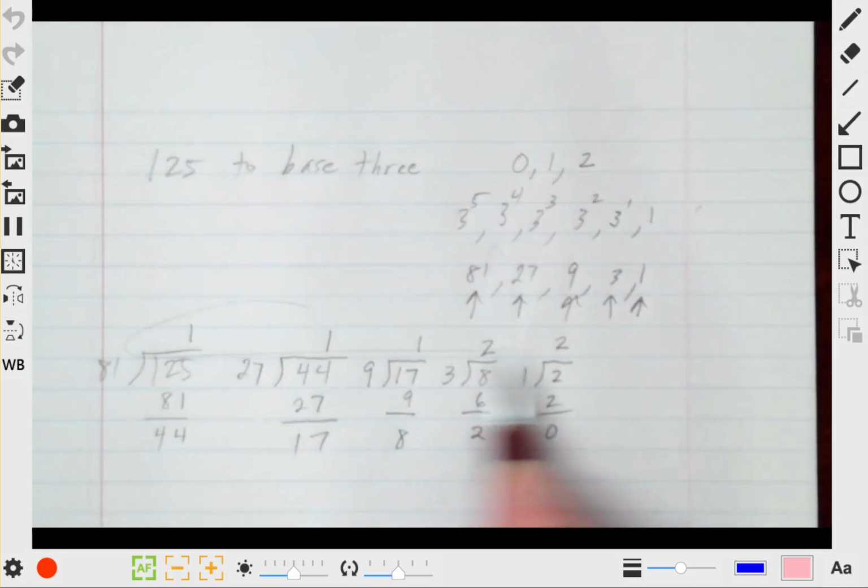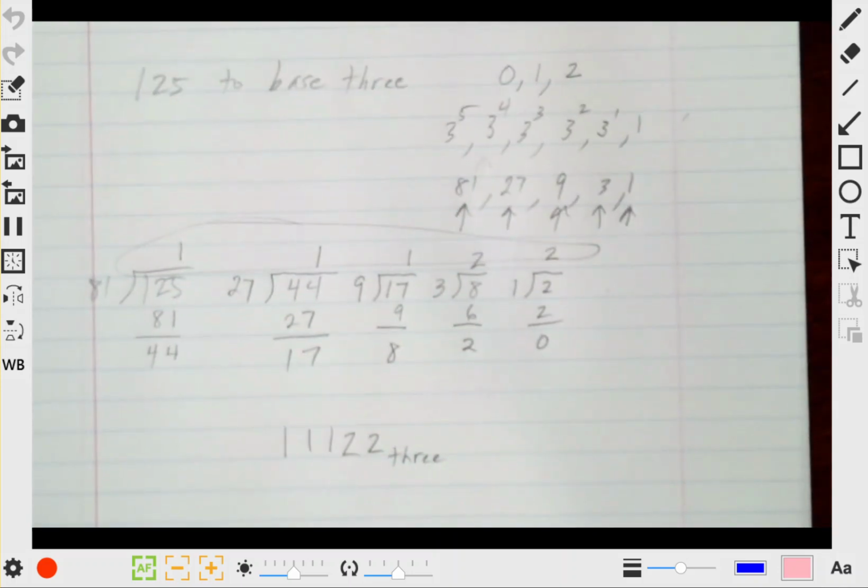And so this part here gives us our answer. It's 1, 1, 1, 2, 2, with a subscript of 3, base 3. Oops, you can't see that. Let me move that down. All right, and so that's how you do that problem. And again, there's 3 more examples in that video, and I hope that helps.